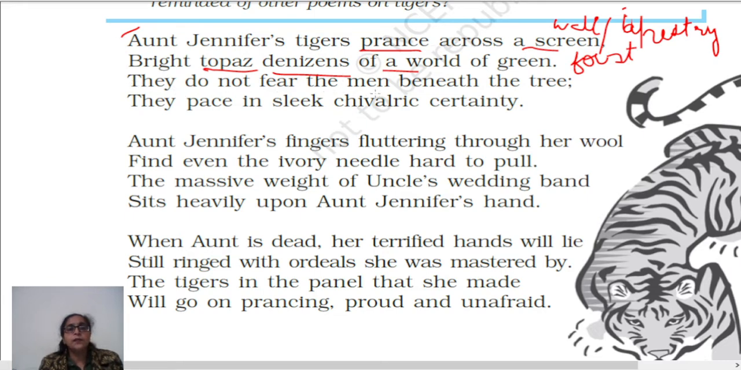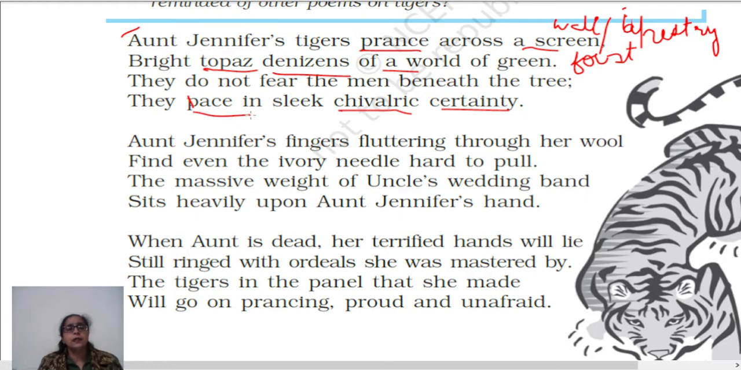They do not fear the men beneath the tree. So "they" is used here for the tigers. The tigers that are made by Aunt Jennifer and the other tigers also, they do not fear the men beneath the tree. They are unafraid. They are not afraid of anybody. They pace in sleek chivalric certainty. Now chivalric is bravery, so certainty in a particular way. Pace means to move. It is a particular moving trait of the tigers that the poet is talking about.